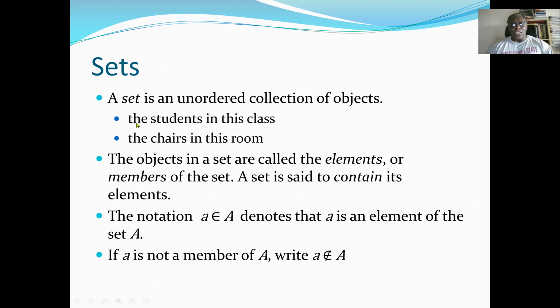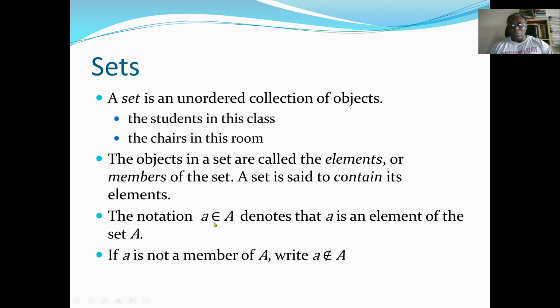So an example here: the students in this class can be a set. Let's say the set name will be class, and the objects inside the set will be called students. Also, the chairs in this room can be an example of a set. And normally we say the objects in a set are called the elements, or the members of a set. So in this case, if our set name is class, the elements in the set can be students, which we also refer to as an object or a member of the set class.